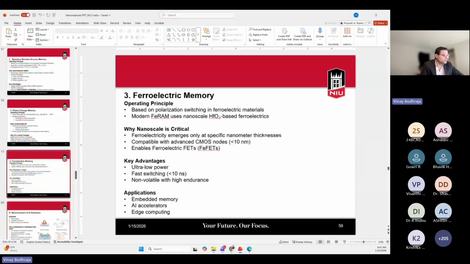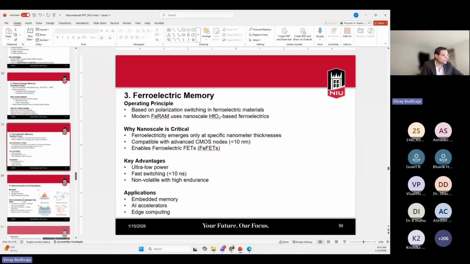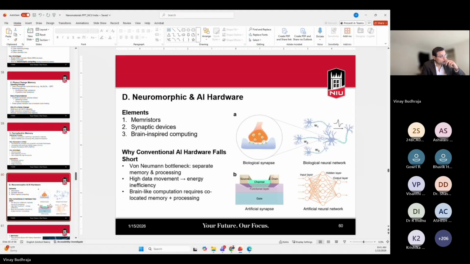The third one is the ferroelectric memory. It's based on polarization, and modern FeRAM uses nanoscale HfO2-based ferroelectrics. It emerges at specific nanometer thickness and is compatible with CMOS. It enables FeFETs. Key advantages: ultra low power, fast switching, non-volatile with high endurance. Applications: embedded memory, AI accelerators, edge computing.